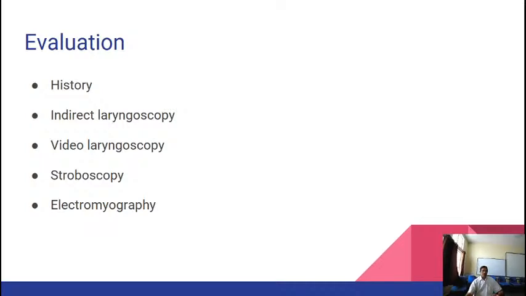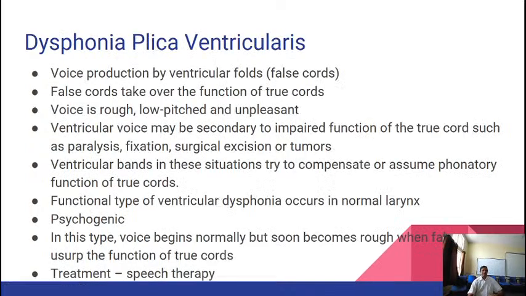Then you have video laryngoscopy, wherein you would like to see the movement of the vocal cords, how they move. And stroboscopy shows the rate at which the vocal cords are moving; the mucosal movement and the muscular movement, everything is reflected in this stroboscopy. And of course electromyography, where there is a weakness of some muscles, which can also give rise to a change in the voice.